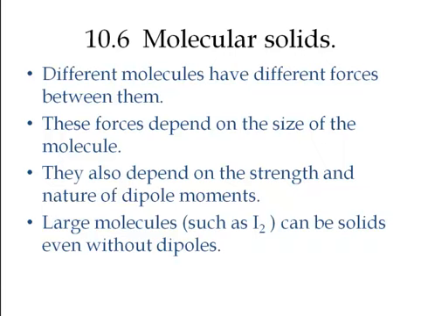So we have covalently bonded things that are solid, which is pretty unique if you think about the fact that most of the solids we've been talking about are ionic solids, salts, and then of course we also have metals. But there are some molecules that are molecular solids.